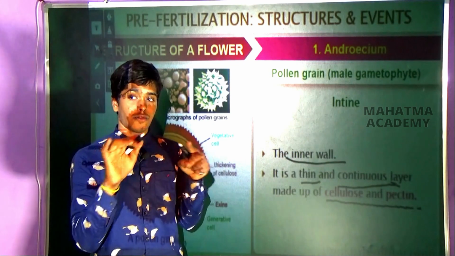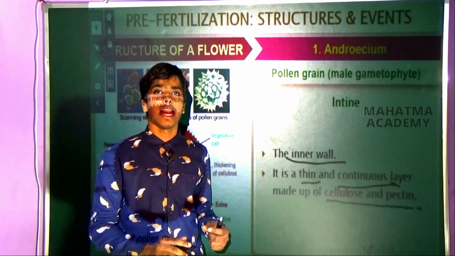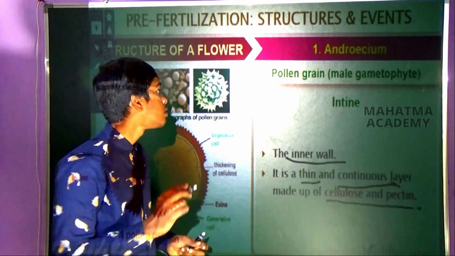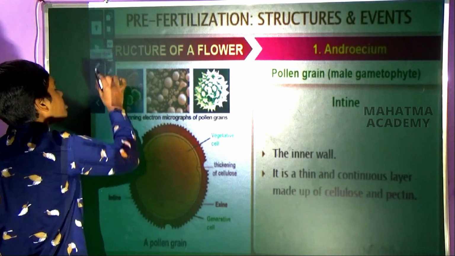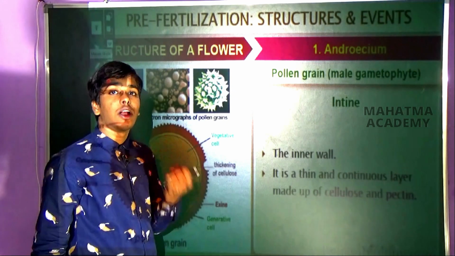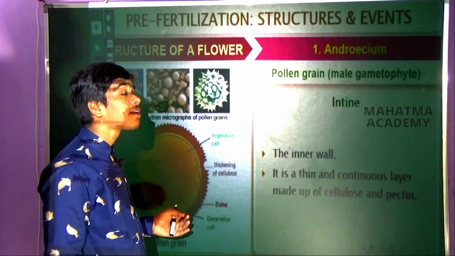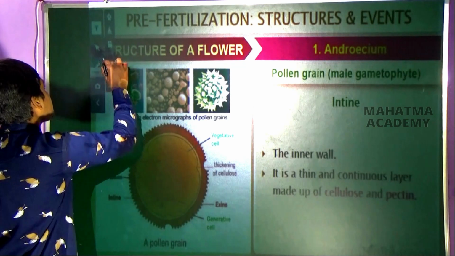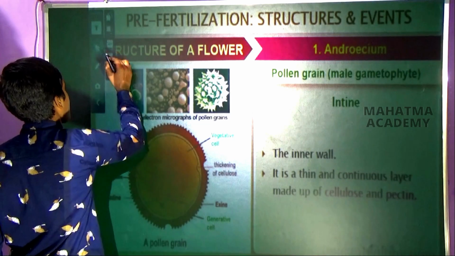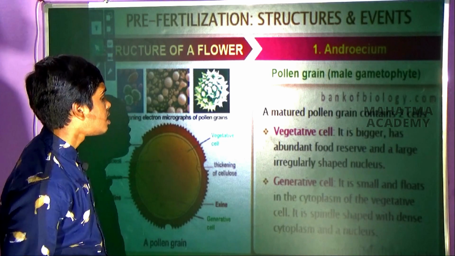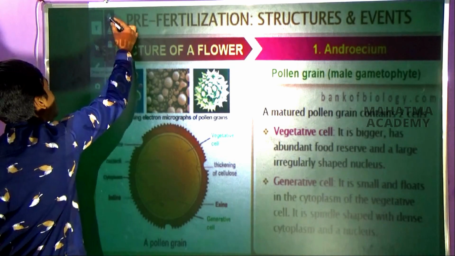Okay, this is the germ pore. Now we have completed the pollen grain wall: outer layer, inner layer, and so on. Now we will see the pollen grain in more detail.